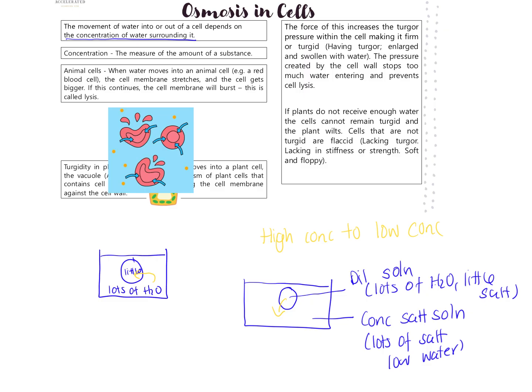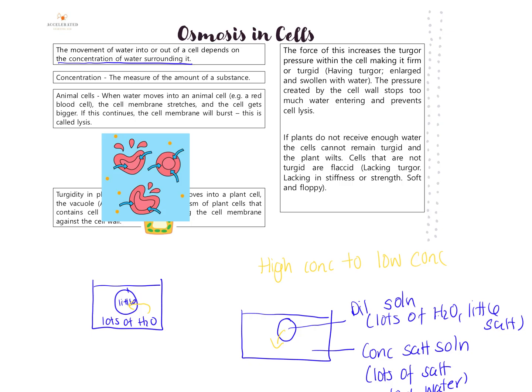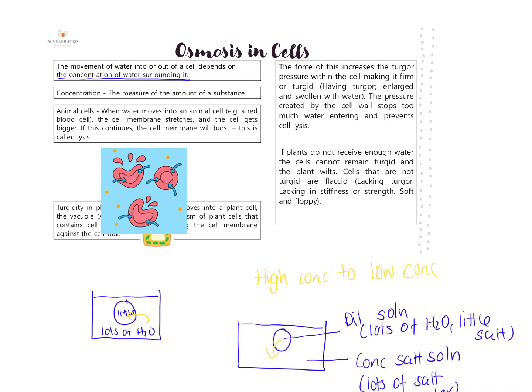And that's the way I always teach it, because when you start using dilute and concentrate, it gets really confusing. So when we think about concentration, it's the measure of the amount of a substance. So that's saying, well, how much salt have I in? How much sugar have I in?